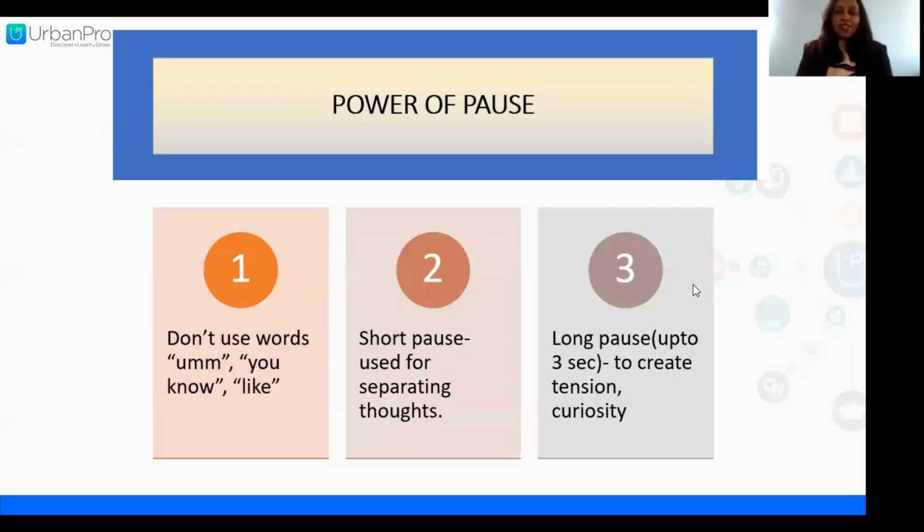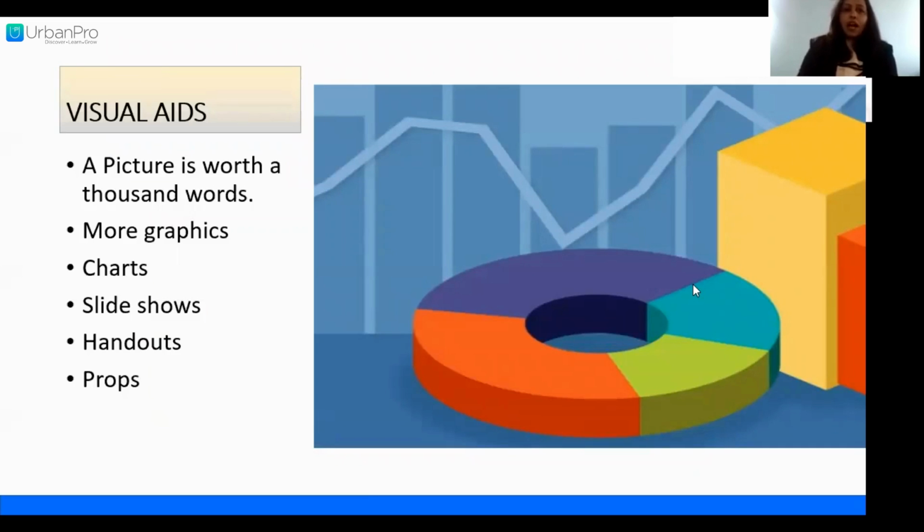Isn't it interesting? While making the presentation, I would suggest that you use visual aids. So we all know that we have more visual understanding than sound. So when we see something, it stores in our mind. When we hear something, maybe it will go after some time. But when you see something, it stays for a long time. So while making the presentation, if you use graphics, charts, or even handouts.